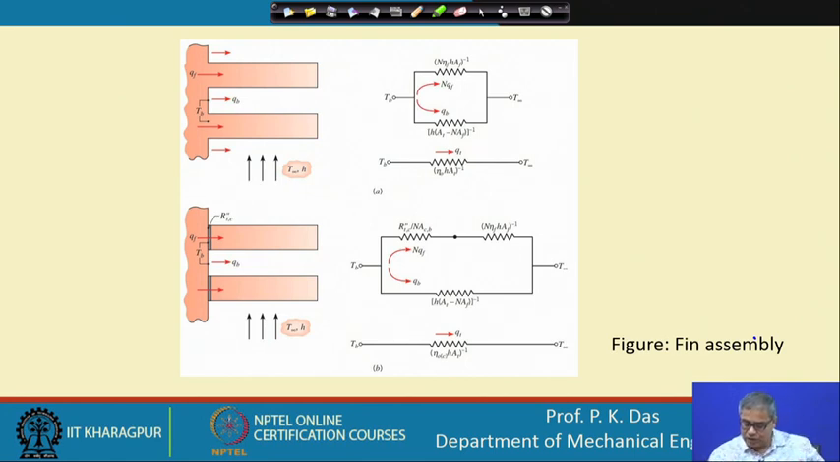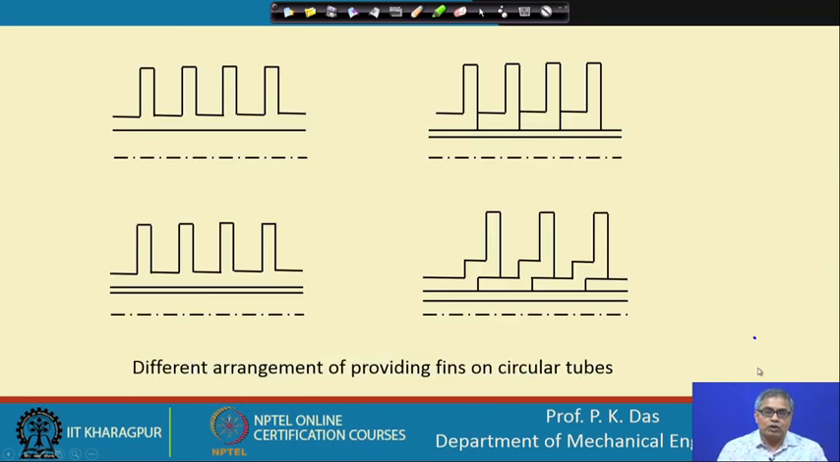Let us go to the next. Here I have shown different kinds of arrangement. These are all tubes and only one side of the tube has been shown. The first one is where the fins are made from the same material itself. In the second one, this is the tube surface. On the top of that, I have used some sort of a strip which has fins. So, it is wound around the tube. This is one kind of design.